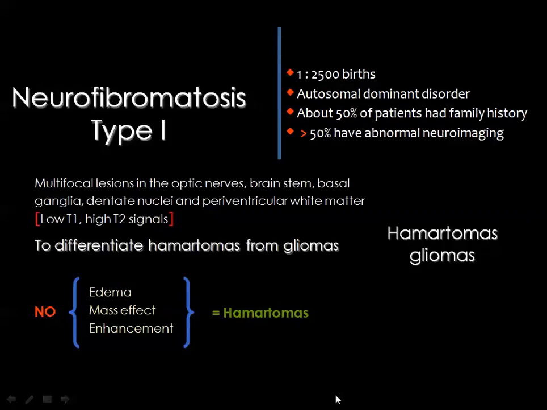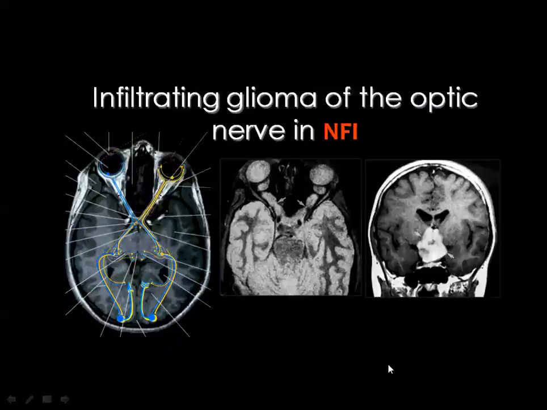Then the lesions seen in cases of neurofibromatosis type 1 affecting the visual pathways may be in the form of hamartomas or gliomas. In order to differentiate between both, it is only the enhancement. In cases of glioma, the tumor will enhance. In cases of hamartomas, the lesions will not enhance. No enhancement, no mass effect, and no surrounding edema. You can diagnose that the lesions you are seeing in MRI are of hamartomatous nature, not gliomatous nature.